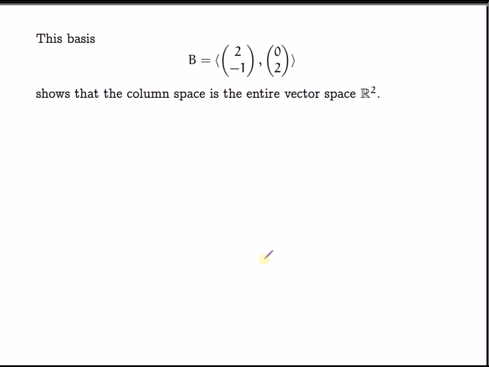This basis shows the column space is the entire vector space R2. Because in fact, this is a basis with two vectors, and we know that a basis with two vectors must span a two-dimensional space, so it must in fact be the entire vector space R2.